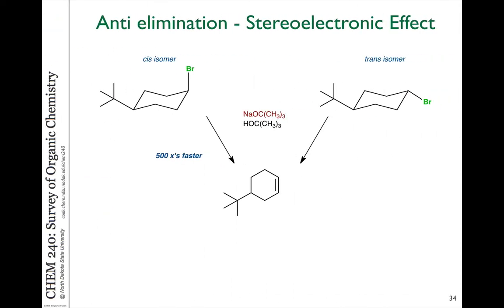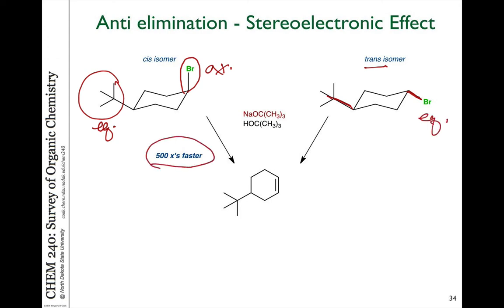And we can see this in certain stereoisomers of cyclohexanes. For example, if we look at this molecule where we have a large tertiary butyl group in this position, which wants to prefer an equatorial position, and a bromine. And if that's the cis isomer, this is an axial bromide. And in the trans isomer, where this group is up and the bromine is down, this is now an equatorial bromide. It turns out that the bromine that's axial eliminates 500 times faster.